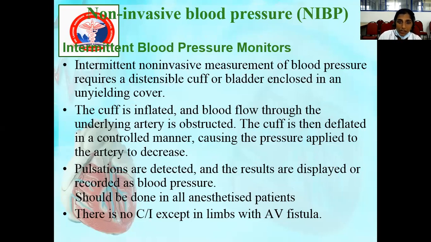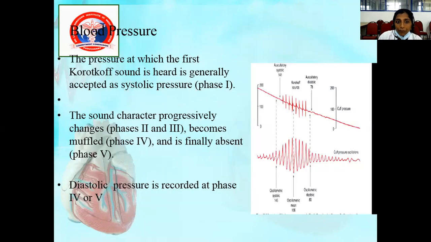Then we have non-invasive blood pressure. We all know we use the Riva-Rocci cuff, and the cuff is tied mostly at the level of the brachial artery, and intermittent non-invasive measurement is done. The blood pressure cuff is inflated and deflated. We usually set the time for 5 or 10 minutes. There's no contraindication for using it except in a limb with an AV fistula.